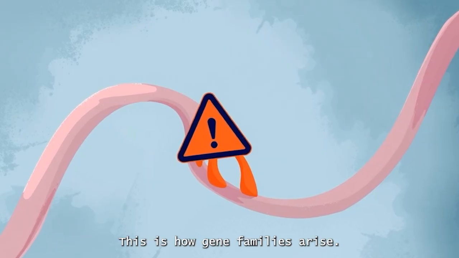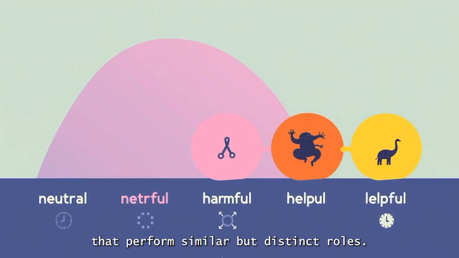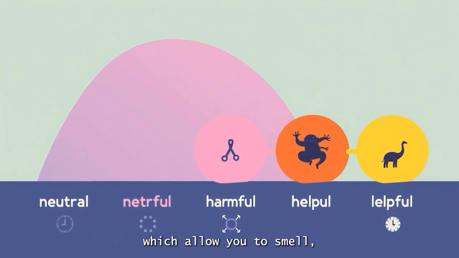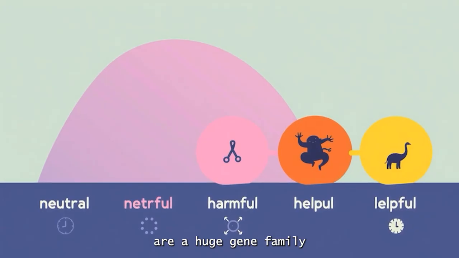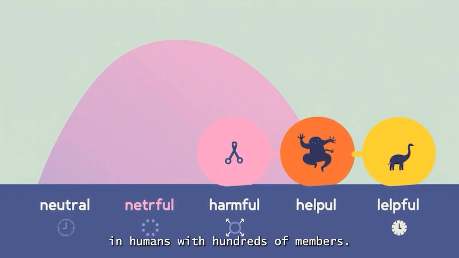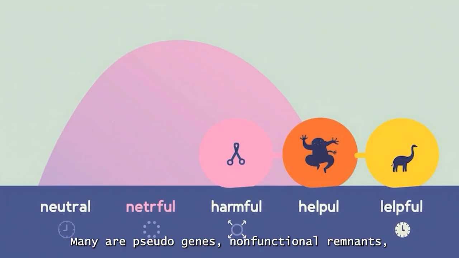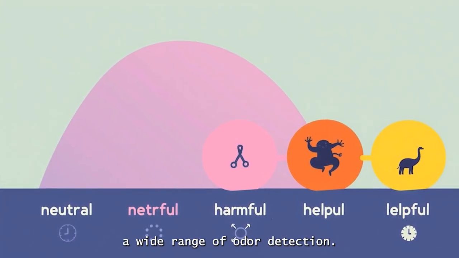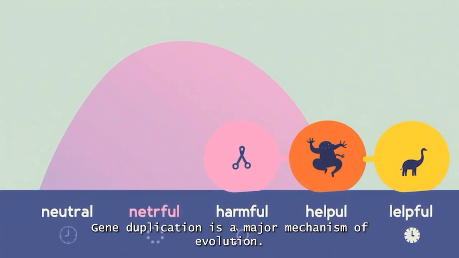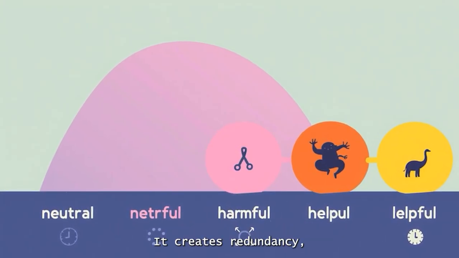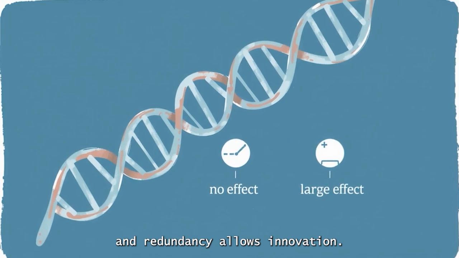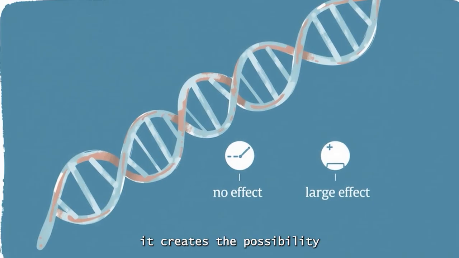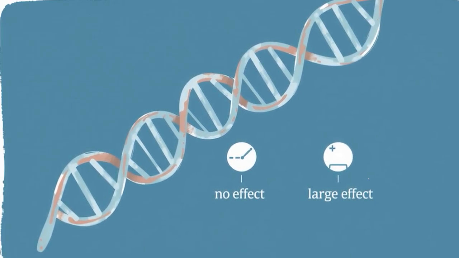This is how gene families arise, groups of related genes that perform similar but distinct roles. The olfactory receptor genes, which allow you to smell, are a huge gene family in humans, with hundreds of members. Many are pseudogenes, non-functional remnants, but the ones that work provide a wide range of odor detection. Gene duplication is a major mechanism of evolution. It creates redundancy, and redundancy allows innovation. DNA doesn't just control current functions, it creates the possibility space for future functions.